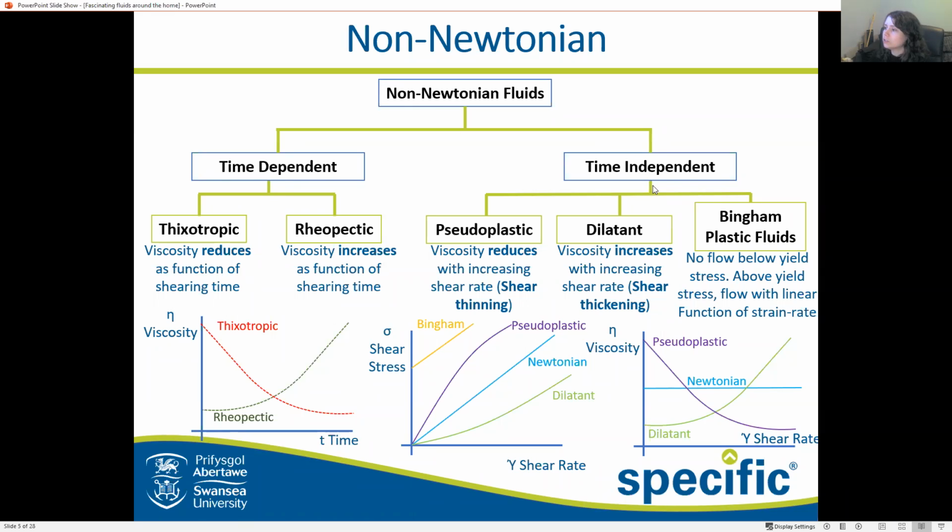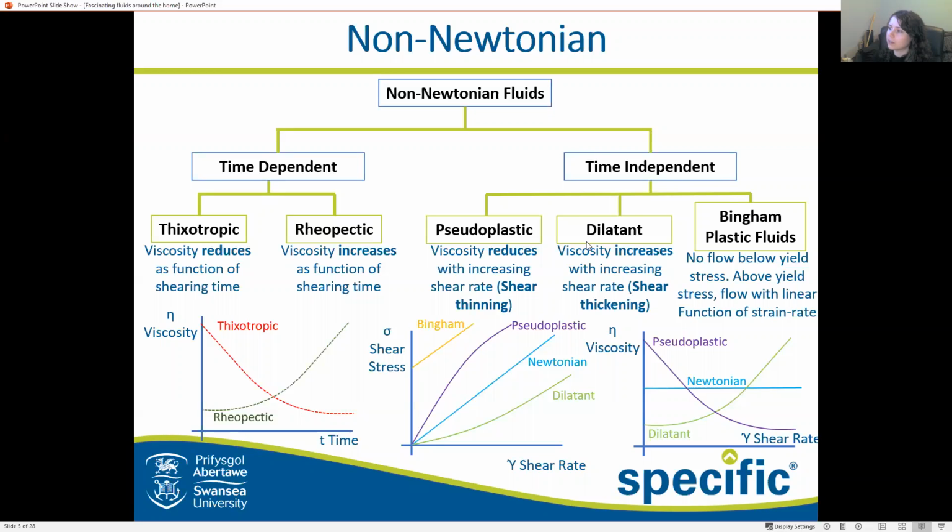So one which is quite common around the house, as you'll find out today, are pseudoplastic fluids. So in this case, as I increase the rate at which I am shearing it, so as I stir it, going faster and faster, the fluid will become thinner. So you can see that here, with it gradually easing off in terms of the relationship between shear stress and shear rate, and in terms of viscosity. As that shear rate increases, you can see it gradually going down.